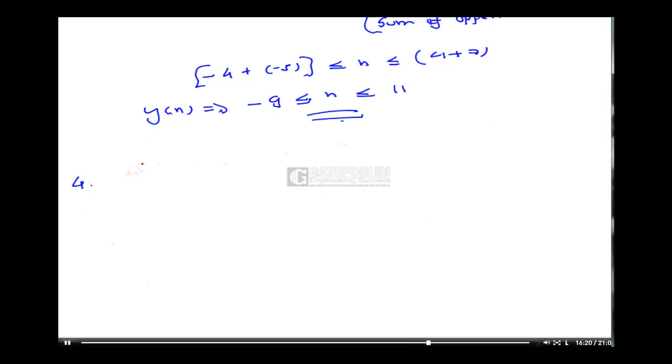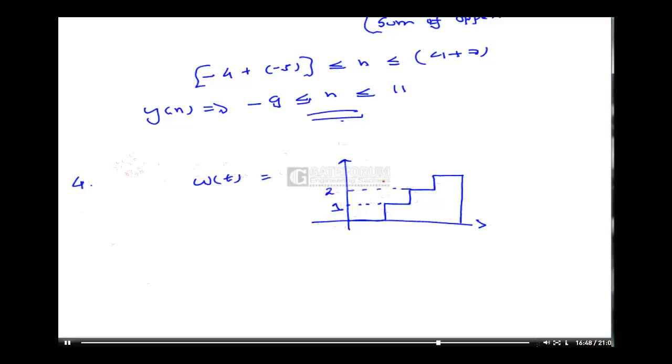Write the equation of the given waveform in terms of step function. Given waveform w(t) is equal to, with steps at 1, 2, 3 and 4. For this we have to express w(t) in terms of u(t). Solution.